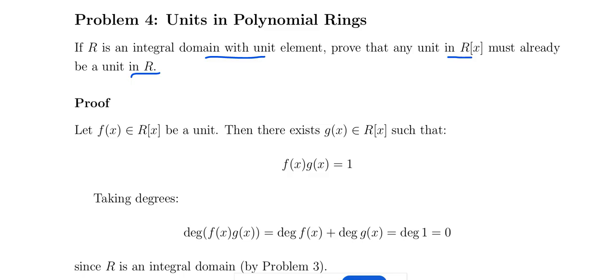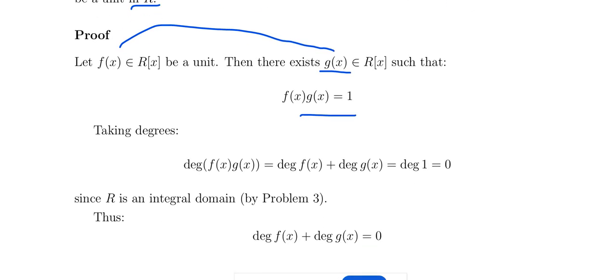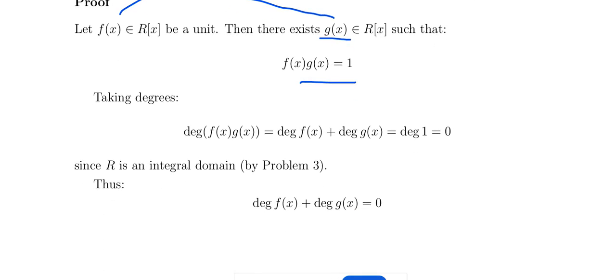That means there exists another function g(x), and the product of these two functions should be equal to 1. That is the definition of the unit element. So we know the degree of f(x) into g(x) is the degree of f(x) plus the degree of g(x), and that is the degree of 1. The degree of 1 is 0. So since R is an integral domain, the degree of f(x) plus the degree of g(x) equals 0.